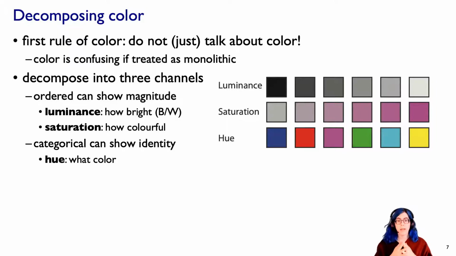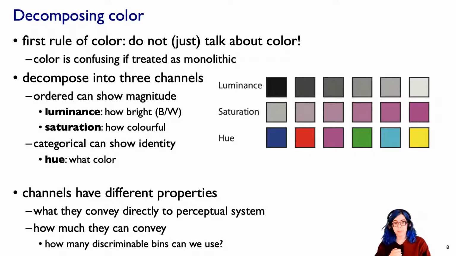So two of these are magnitude channels that are good for ordered attributes. The luminance channel is how bright something is. Think of that as grayscale, black and white. And then the saturation channel is how colorful something is. So, how much pink is there in between gray and light pink and fully saturated pink. And then the third channel is an identity channel, and that's good for showing categorical attributes. So color, specifically hue, is what we usually think of as color. And so we can ask questions like, what color is that? Is it red? Is it blue? Is it green? So we've got that identity versus magnitude, and that is what helps us think about color.